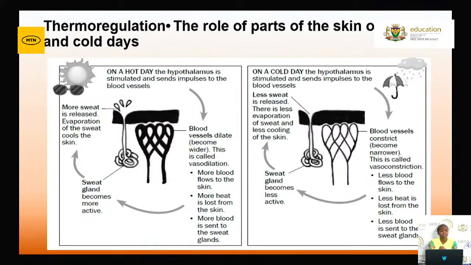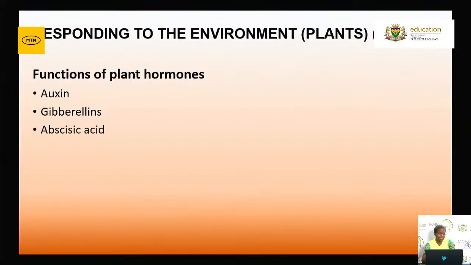And then after that, what will happen? Less blood will flow to the skin, and less heat will be lost from the skin. And less blood is sent to the sweat glands. Now we are moving to the last topic.